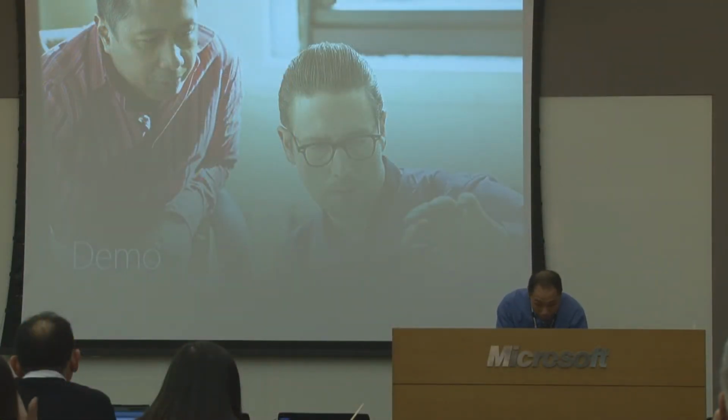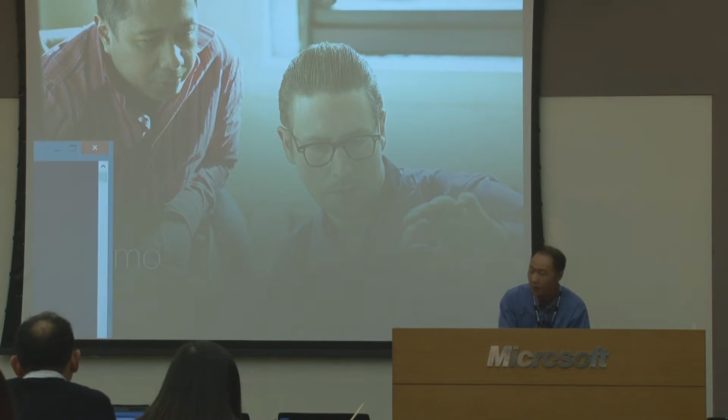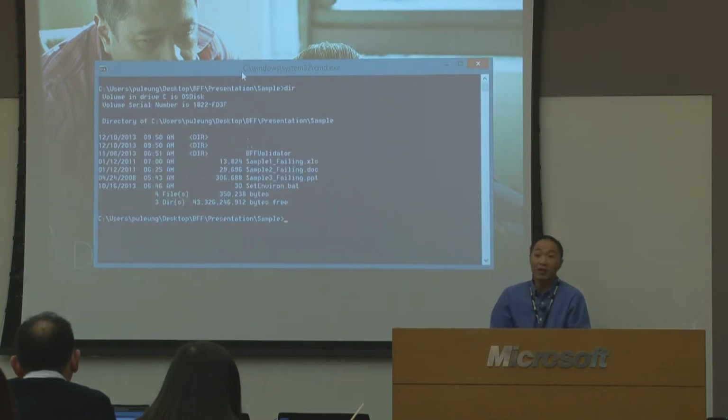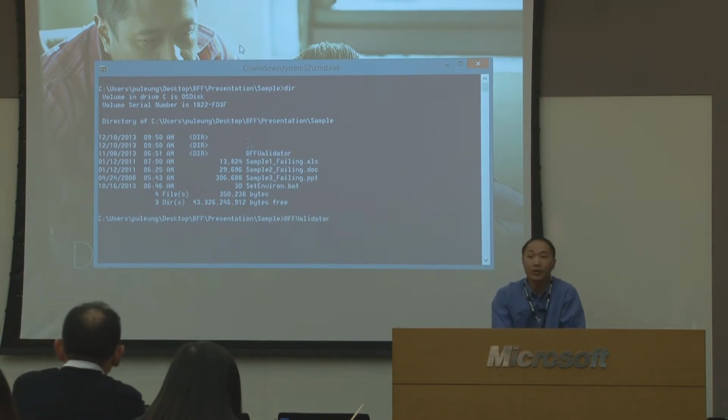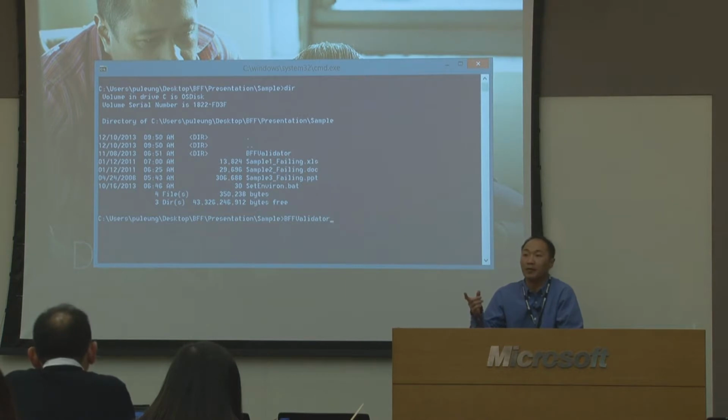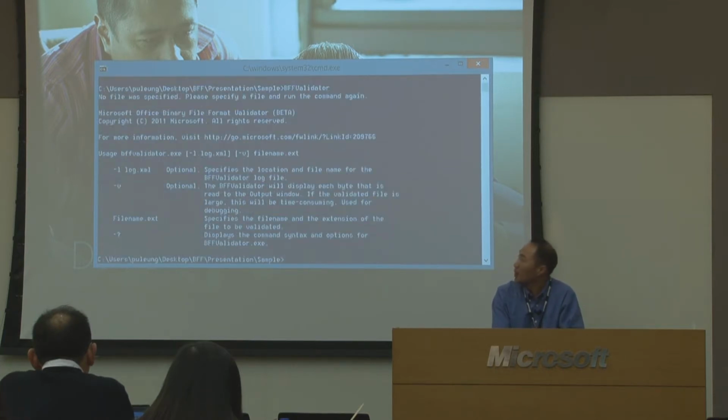So I'm going to have a quick demo to show you what it looks like. So let's see. Here is a command prompt, and in the directory I have multiple sample files. The BFF validator. What I'll show you in this demo is a continuation of the log file I showed you, but I'll walk through it in a real scenario. The BFFR data is very simple. There's not much input, and it will just generate a log file at the end.